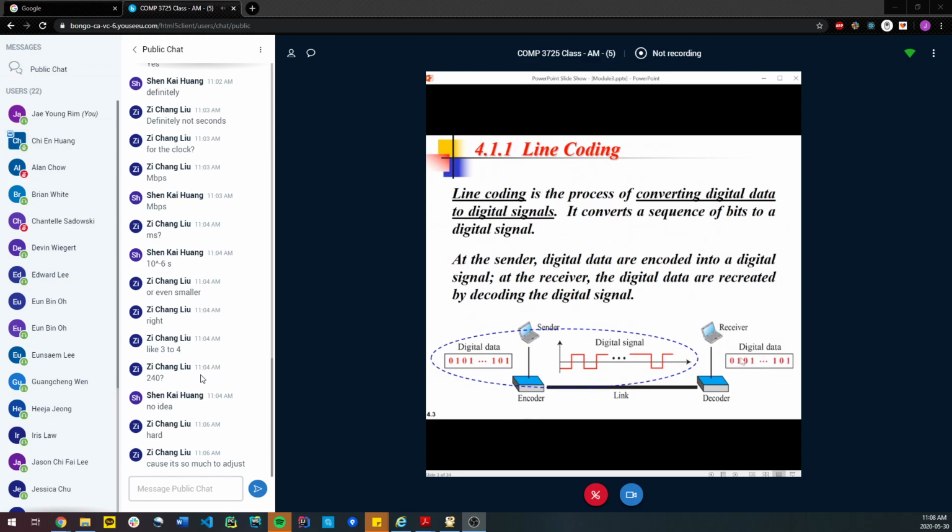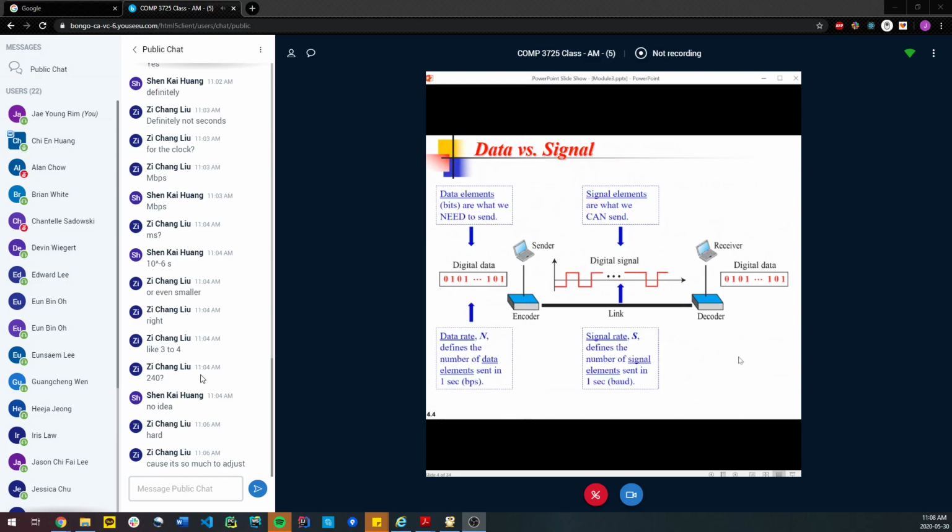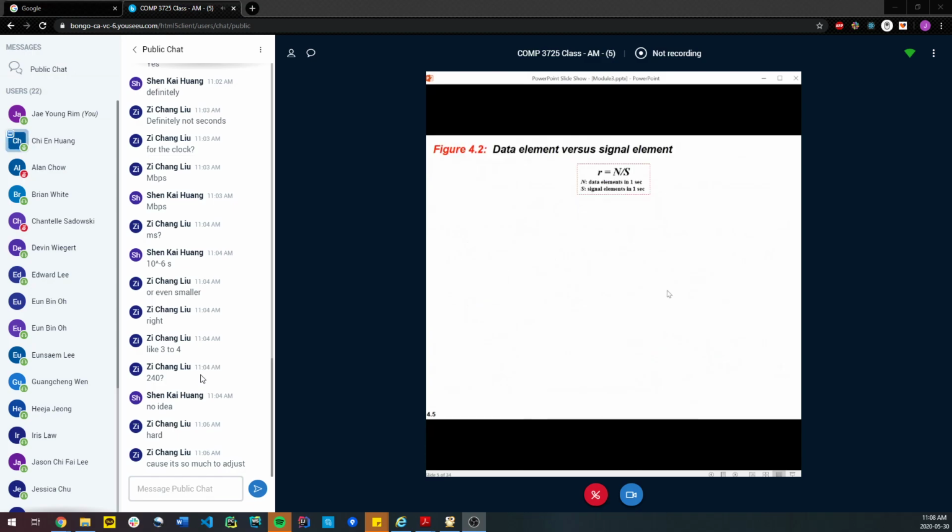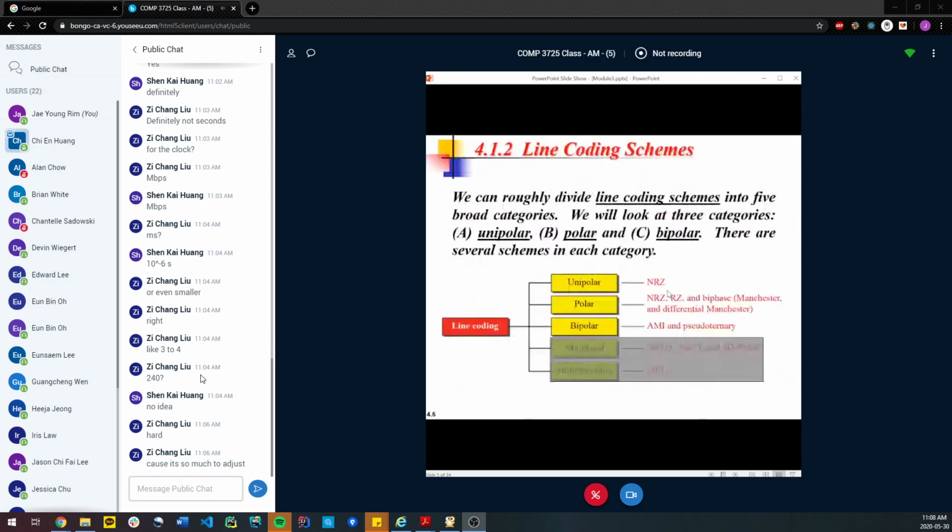What we really want to do is find signals to represent the data, but we want to do so not just efficiently, which means R to be as large as possible, but we need to take care of the physical limitations and issues that we will encounter in the transmission of all of these signals. And because of that, we now have to look at different schemes in line coding to enable us to achieve that.